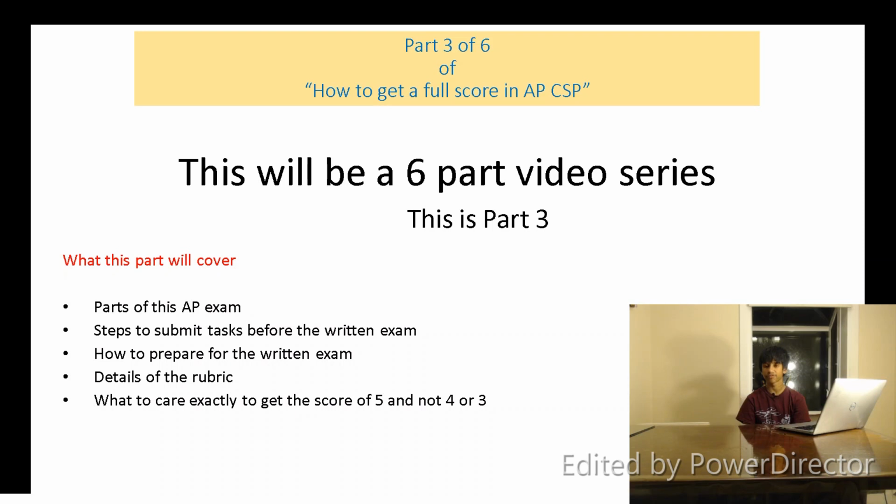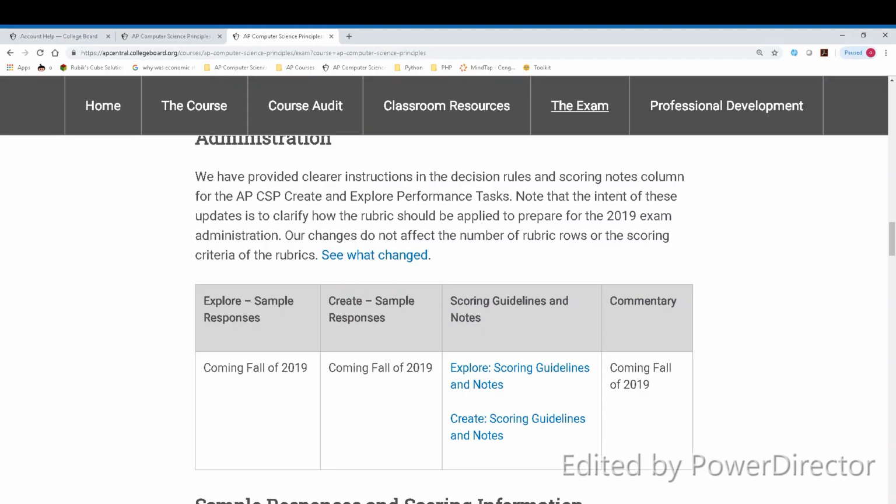I've explained how you prepare for the written exam, so now let's go back to the explore and create tasks so I can go over the rubric and scoring guidelines for both tasks. Now we've come to what is perhaps the most important thing to getting a 5 on the AP-CSP exam. This is because the explore and create tasks together make up 40% of the total AP score. This means that even if you don't do perfectly on the multiple choice exam, if you get a full score on both the explore and create tasks, then it's very likely that you'll get a 5 on the full AP exam.